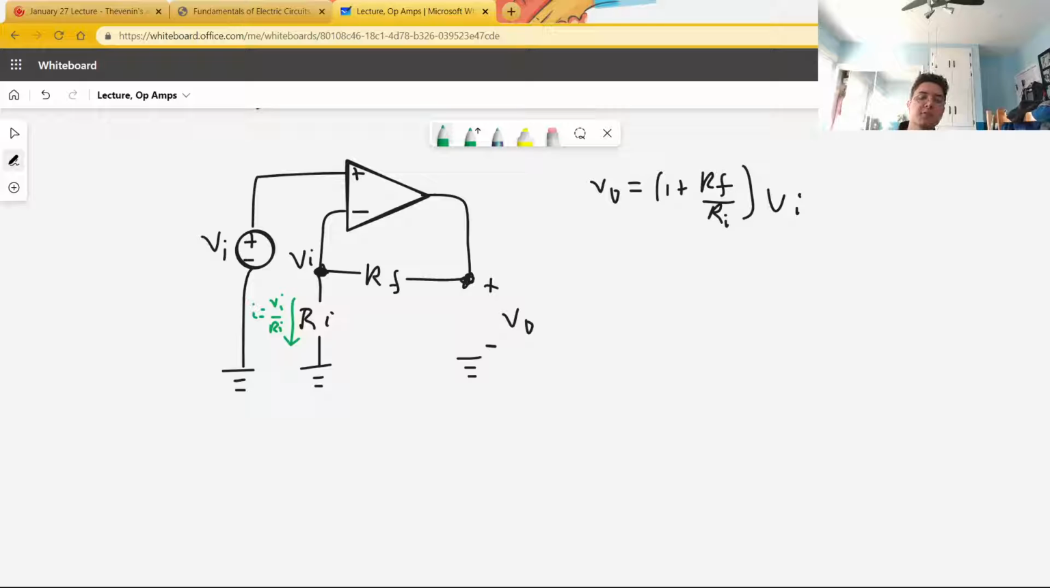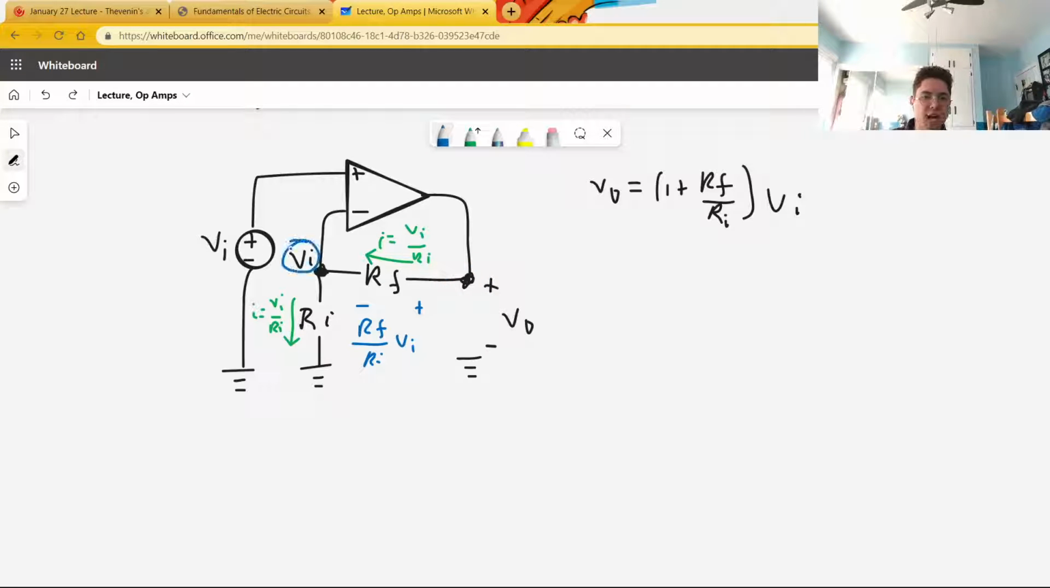Now let's use the fundamental current assumption. Given that these currents are zero, what is the current across RF? The current across RF can be said to also be I, which equals VI over RI. What is the corresponding voltage drop? Well, that is simply I times R, which is going to be VI over RI times RF, or RF over RI times VI.